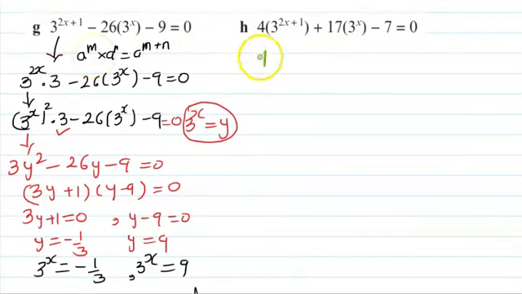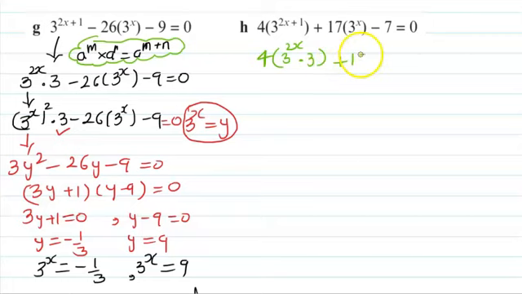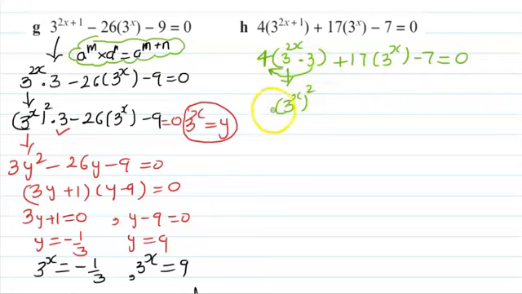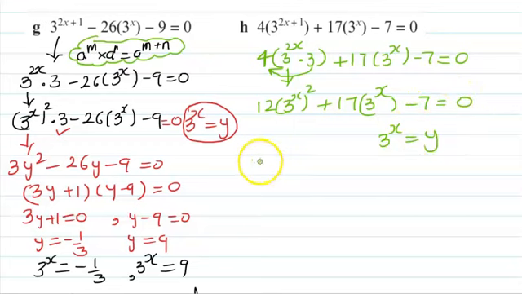4, 3 to the power 2x, you can write down 3 to the power 2x times 3 using the same rule: a to the power m times a to the power n is a to the power m plus n, and it is 17, 3 to the power x minus 7 equal to 0. So this 3 to the power x, you can write as 3 to the power x whole square, and this 3 times 4 becomes 12. So 12 times (3 to the power x) square plus 17 times 3 to the power x minus 7 equal to 0. If you put 3 to the power x equal to y, it should be 12y square plus 17y minus 7 equal to 0.